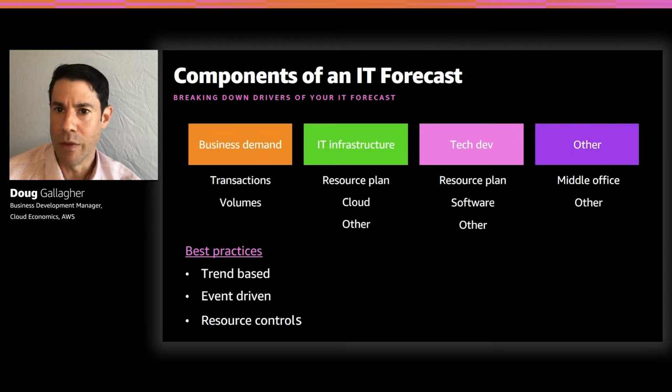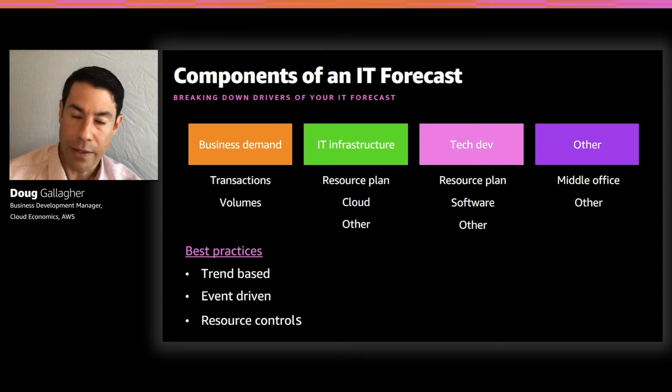And so these are some of the components that make up the complete IT forecast. Well, one is the business demand or the transactions and volumes. That's going to feed directly into the planning of what's going to be provisioned, whether it's on premises or the cloud. And then moving to the right-hand side, the infrastructure that aligns to that business demand. So that's going to include the resources that are working on the projects, the cloud forecast, the non-cloud forecast, as well as other overhead expenses.